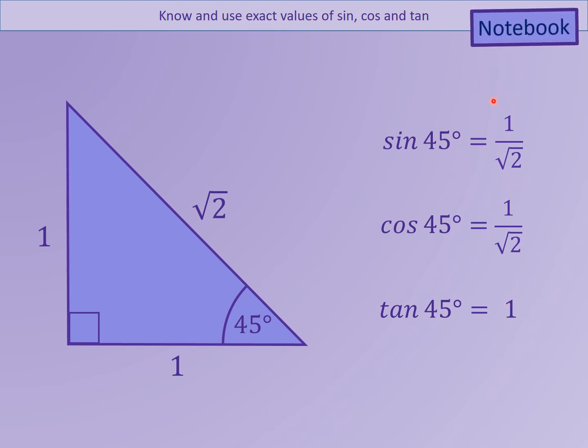Don't forget, if you have to check this on your calculator, this might come out as root 2 over 2 because they rationalise the denominator by multiplying by root 2 over root 2.